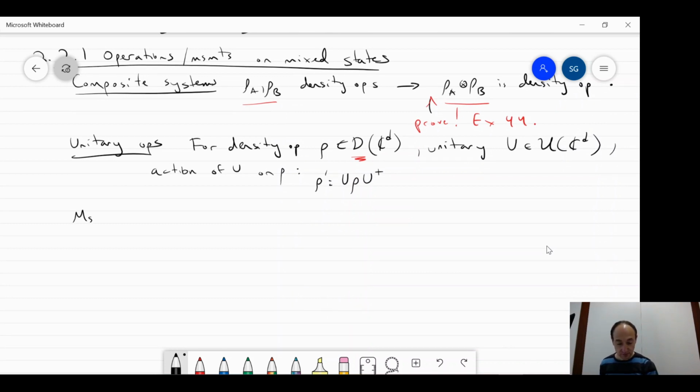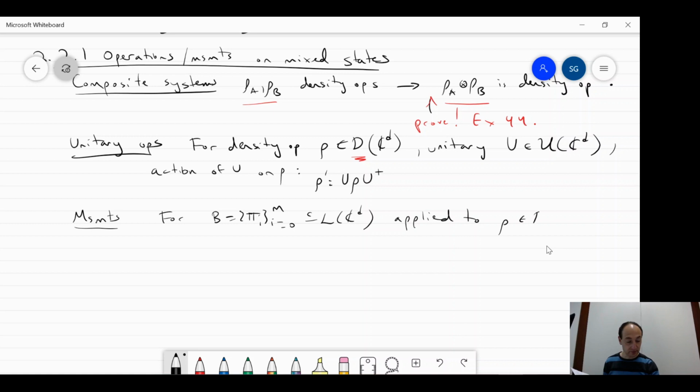Measurements. So for a projective measurement, B equals the sum over Pi_i, i equals 0 up to m. And these may live in C^d, or act on C^d, applied to the density operator rho, which acts on C^d. The probability of outcome i is nothing other than the trace of Pi_i times rho.